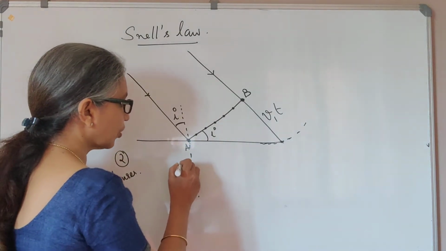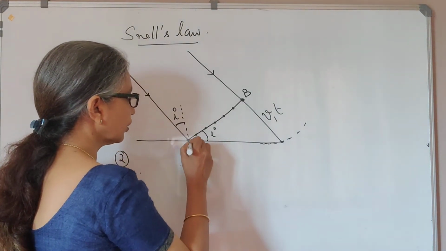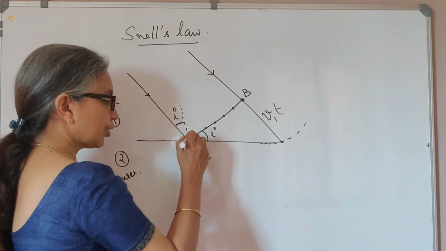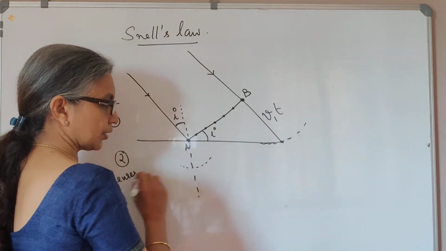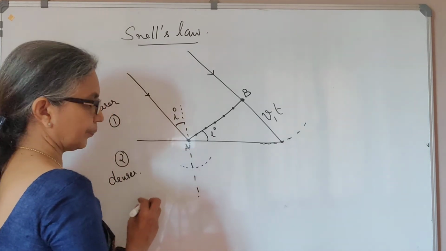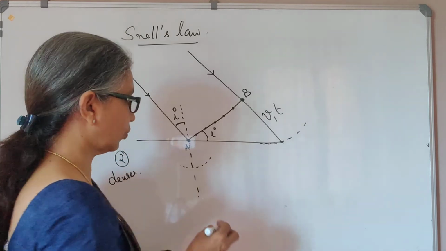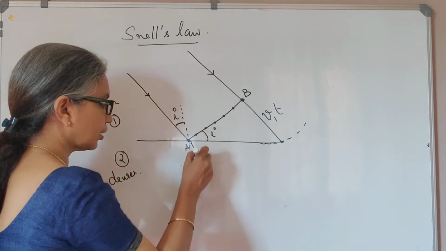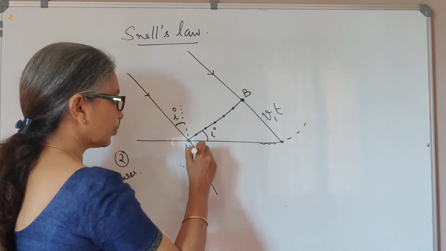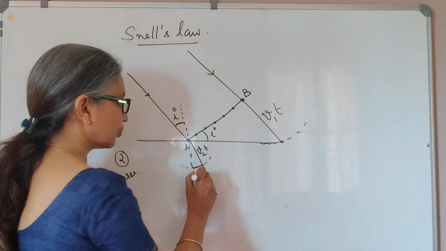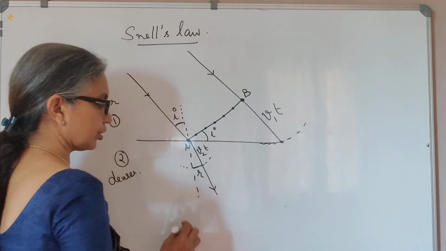So we draw a smaller one, which is V2t, a spherical wavefront, with A as the center, and the radius as V2t. Now we know that the energy travels perpendicular to this wavefront. So I draw perpendicular to this wavefront, and this will be V2t. This angle is going to be the angle of refraction.